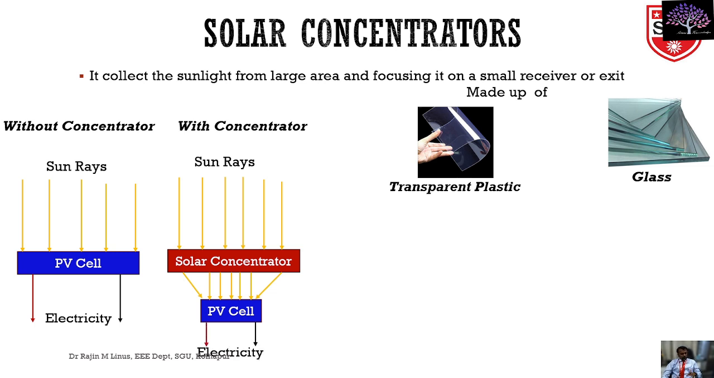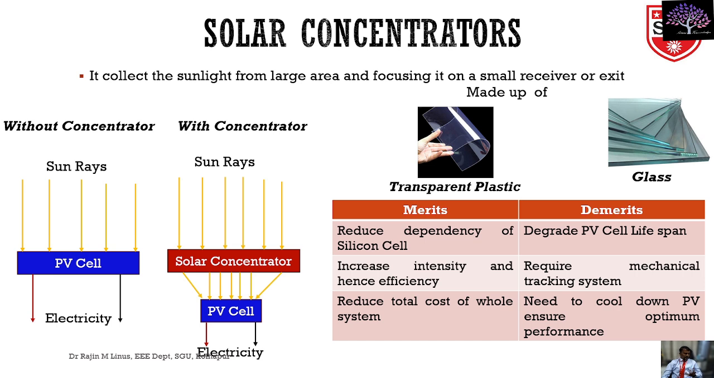Once the PV cells get the photons from the sun rays, they are converted to electrical energy. How the PV panel converts it, we can learn in detail in the next class. Then let us see the merits and demerits of the solar concentrator.